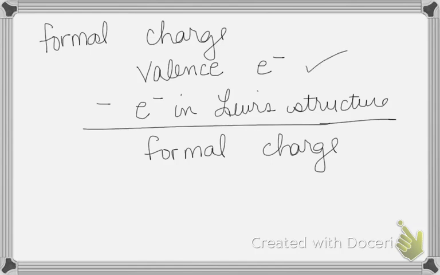When I say valence electrons, guys, I'm talking about when we look at the periodic table and we say carbon's got 4 valence electrons, I'm talking about that number. So the valence electrons is what the periodic table gives you. The electrons in the structure, that can be kind of tricky if an atom has dots on it.